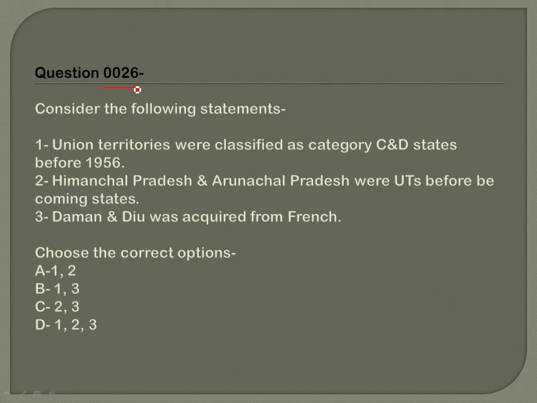Question number 26. Statement first: Union territories were classified as category C and D states before 1956. Second, Himachal Pradesh and Arunachal Pradesh were union territories before becoming states. Third is Daman and Diu was acquired from French. Let's discuss the first statement first.